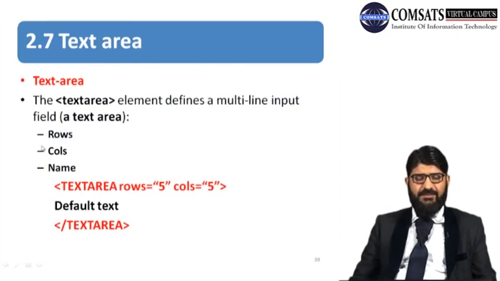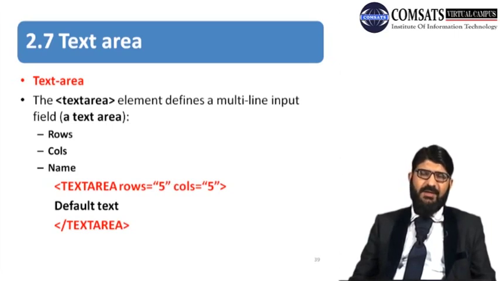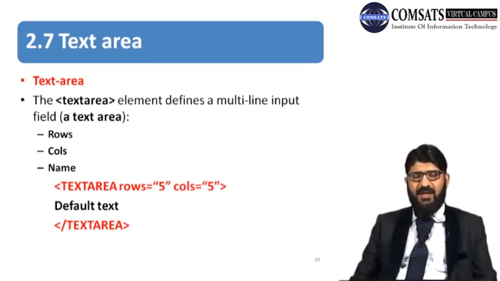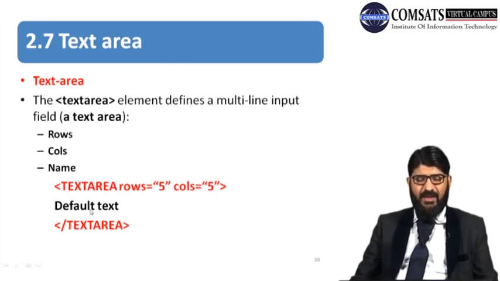Now text area. The text area is basically an element that defines a multi-line input field. So if you want to give the user an option to enter some text data, you will use the form element that is text area. The text area has rows, columns and name. So textarea, you mention 5 rows and 5 columns, and for default text you have provided its name, and then the text area is closed.